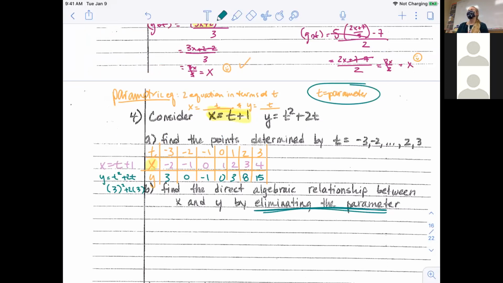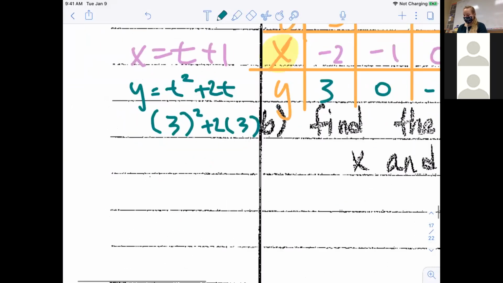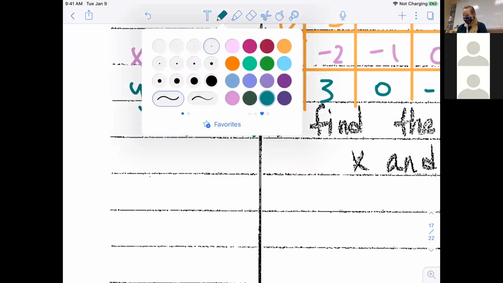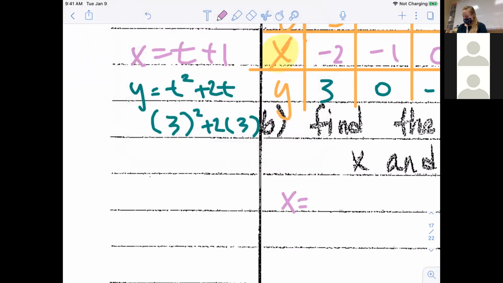So if I can rewrite x or y in terms of t, then I can plug that in and solve. So it looks like I have x equals t plus 1 and y equals t squared plus 2t. Which of those looks easier to get a t by itself? Yep, x. Because it says x equals t plus 1. So if I solve that to get t by itself, you just minus 1. That's super simple. And I get x minus 1 equals t.